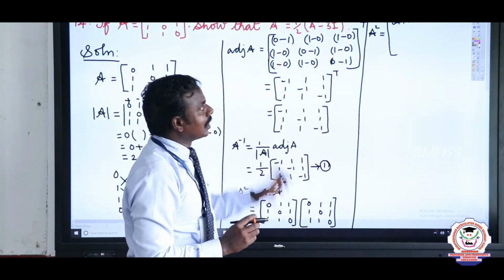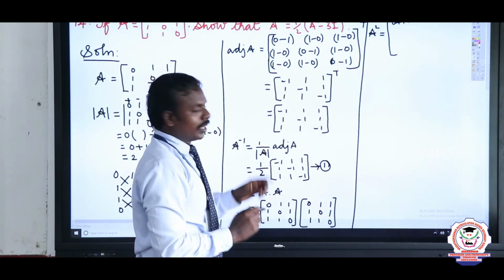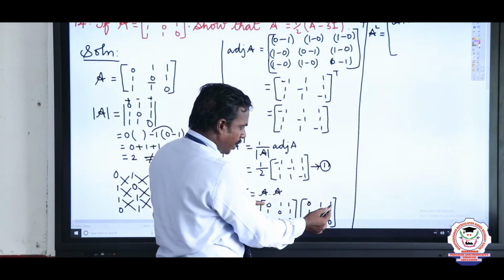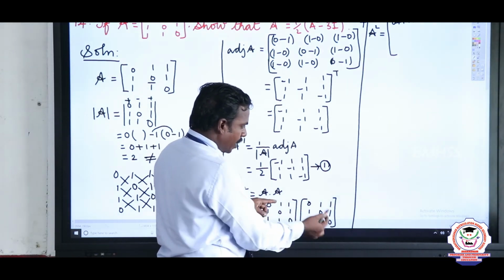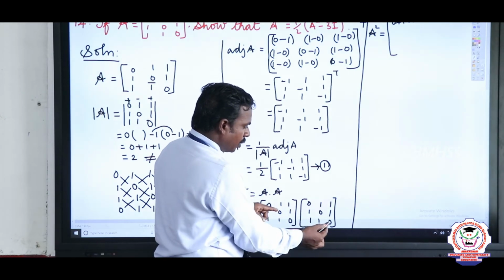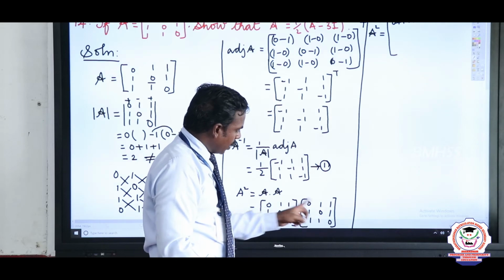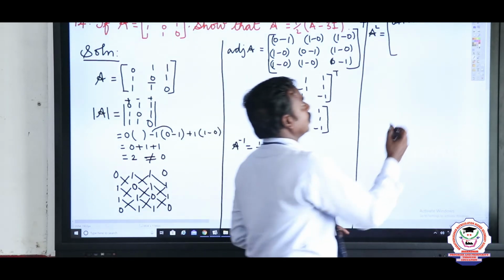So first row, third column. Next I am going to write first row, third column. So first row operated on third column. So 0 into 1 is 0, 1 into 1 is 1, 1 into 0 is 0. So therefore 0 plus 1 plus 0 is 1.